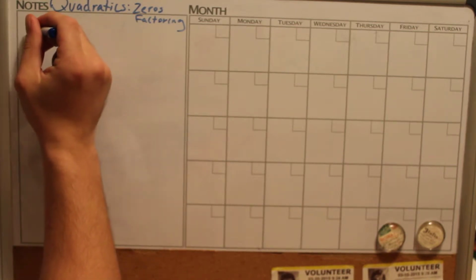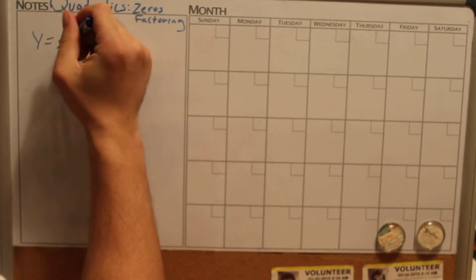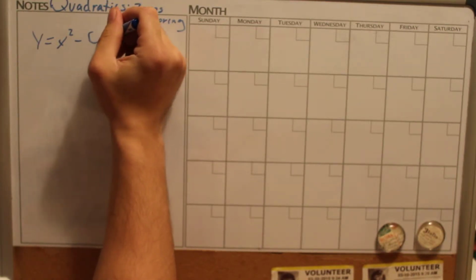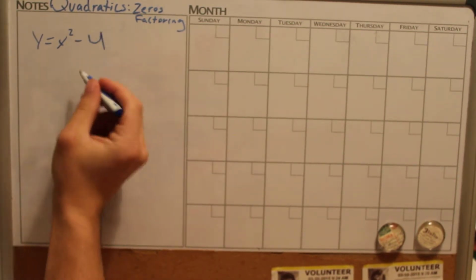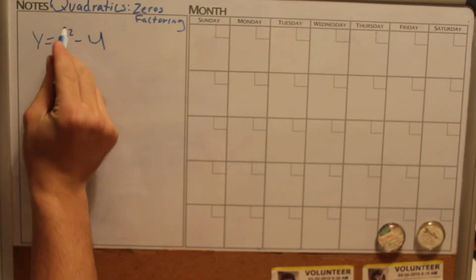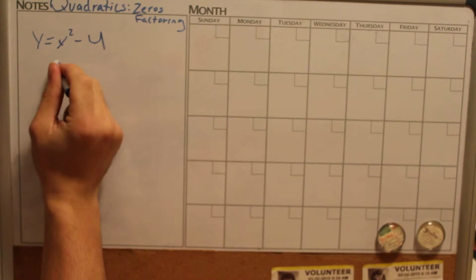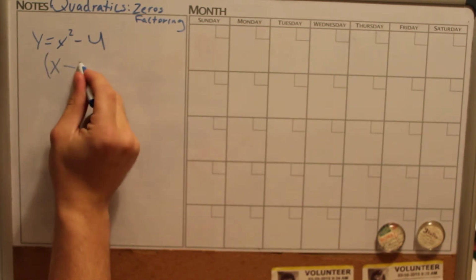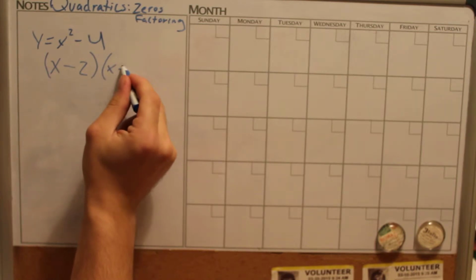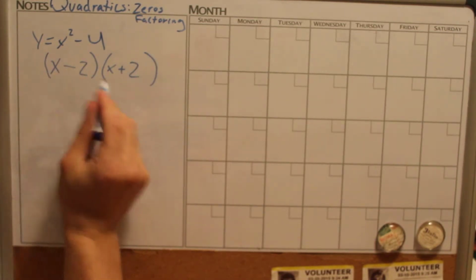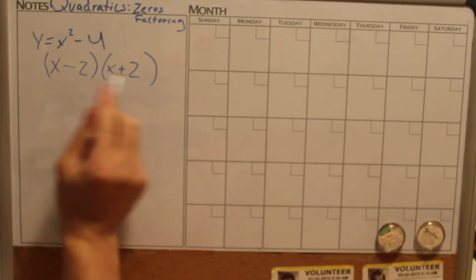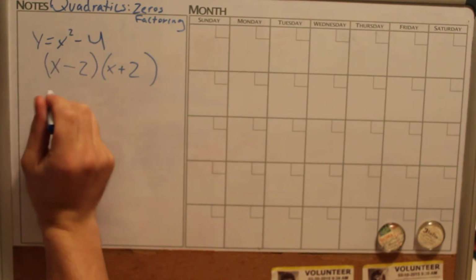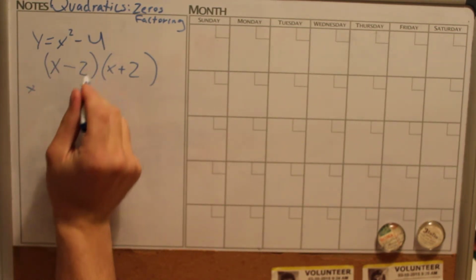So let's say we have the quadratic y equals x squared minus 4. That's a good one. Of course, to find the zeros, what we'd have to do is factor this out, and automatically I can see that this is a difference of squares. So I would put x minus 2, x plus 2. And now, to find the zeros, after you've correctly factored everything out, you have to set the equation to 0. So each individual equation to 0.